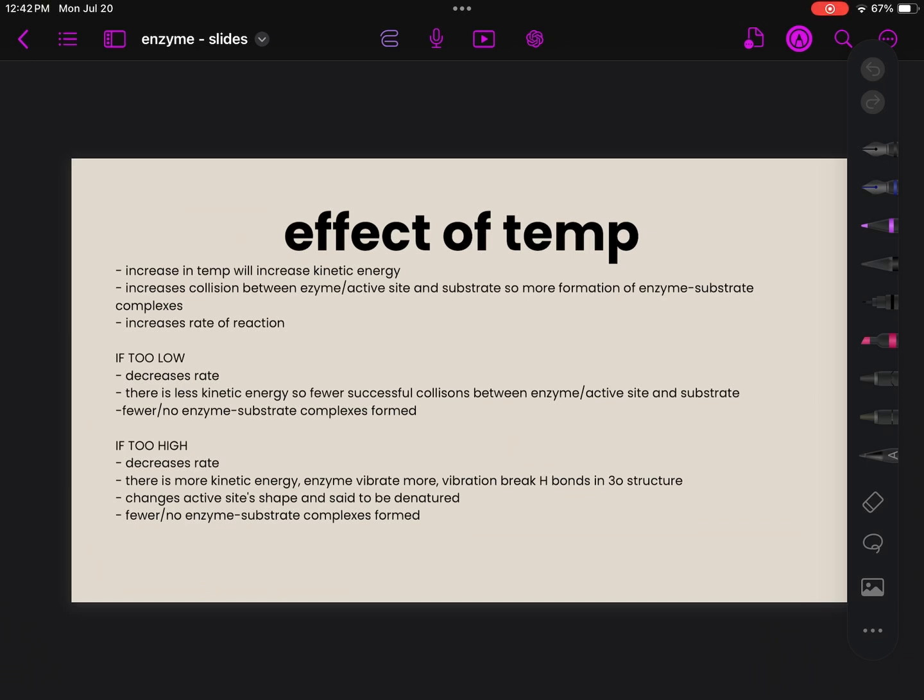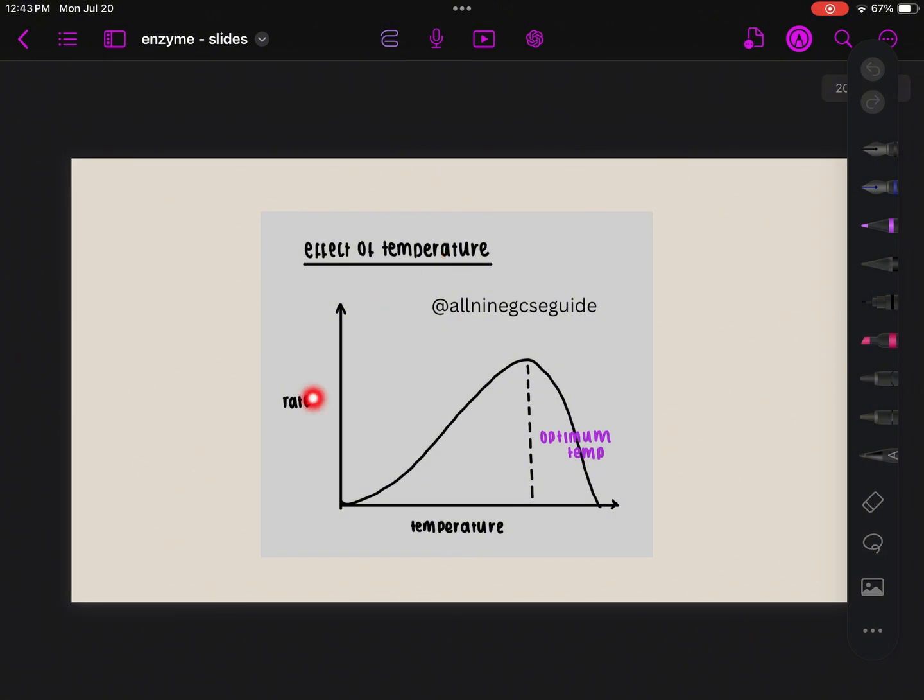If the temperature is too low, this would decrease the rate because there is less kinetic energy, so fewer successful collisions between the enzyme / active site and the substrate, so there are fewer / no enzyme substrate complexes formed. And if it's too high, this will also decrease the rate because even though there is an increase in kinetic energy, the enzyme will vibrate more, which in turn, this vibration leads to the breaking of hydrogen bonds in the tertiary structure, which changes the shape of the active site and makes sure that the enzyme is considered denatured. So there are fewer / no enzyme substrate complexes formed. And there's another really cute diagram.